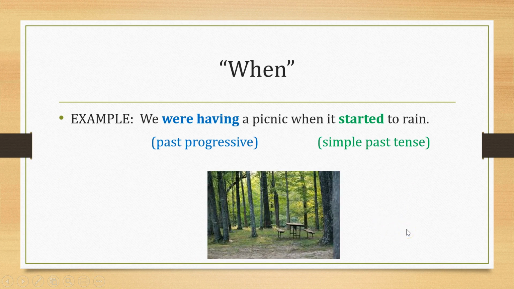And our last slide, I have one more example of the signal word when. We were having a picnic when it started to rain. So this part of the sentence, we were having, was taking place when the second action interrupted it. So you can see the contrast between past progressive and simple past.